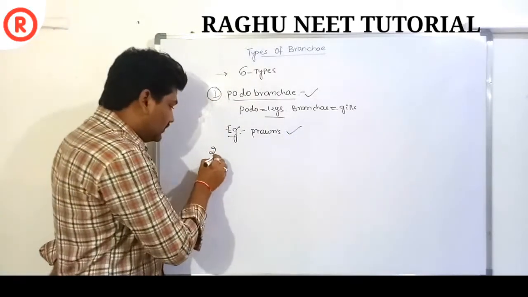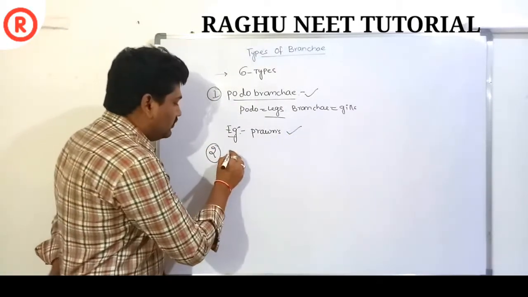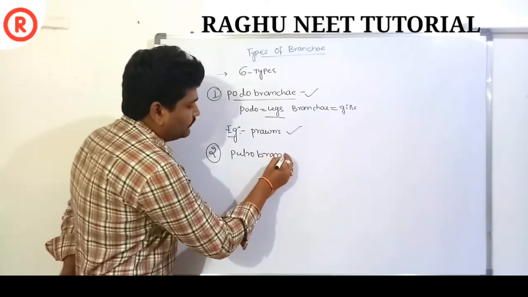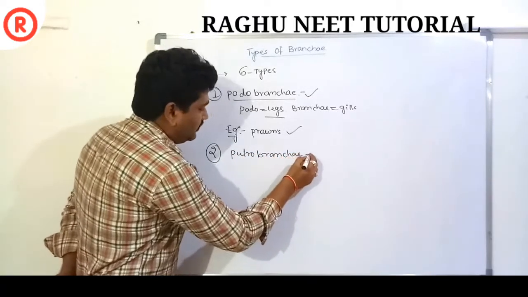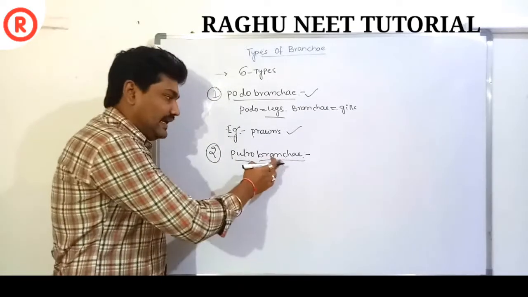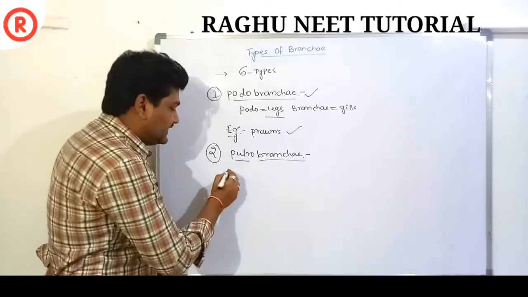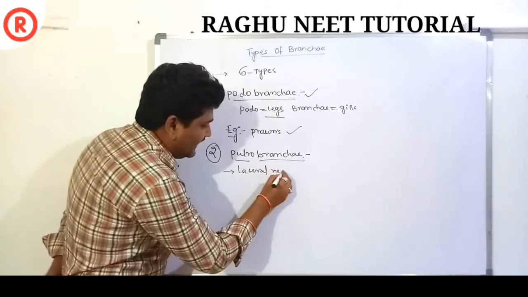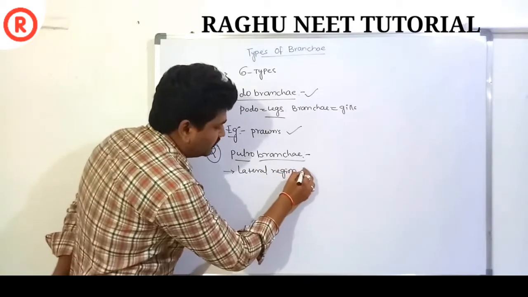Second one, pleurobranchiae. Pleuro means lateral side, and branchiae means gills. These gills are located in the lateral region of the body.